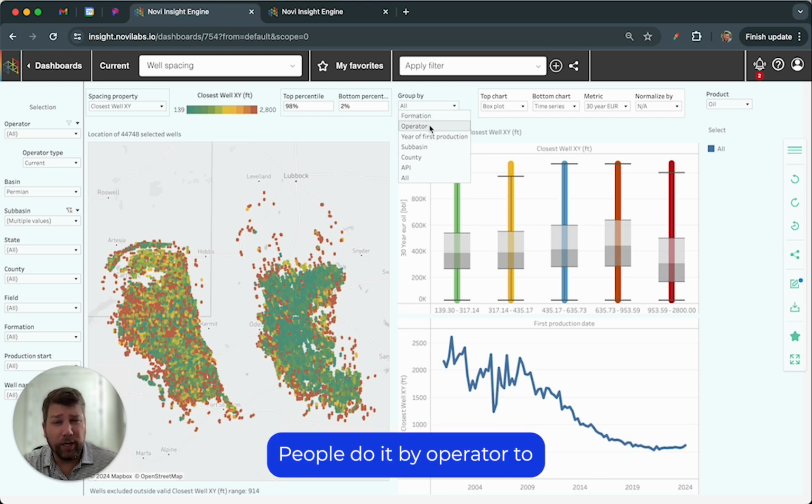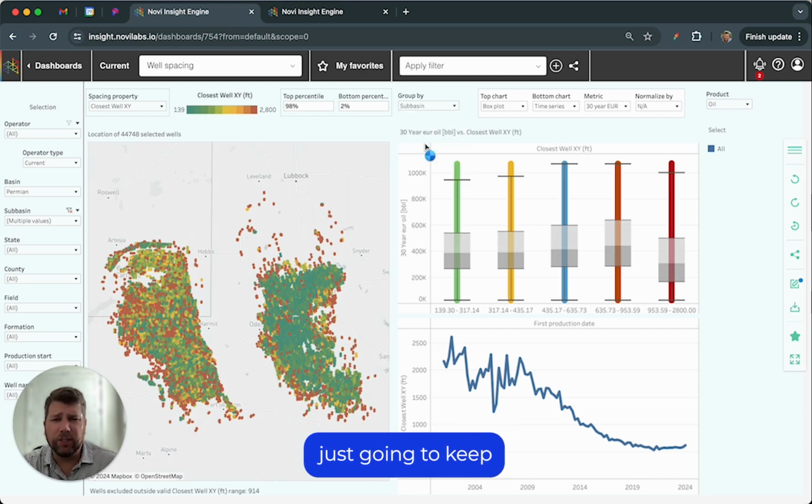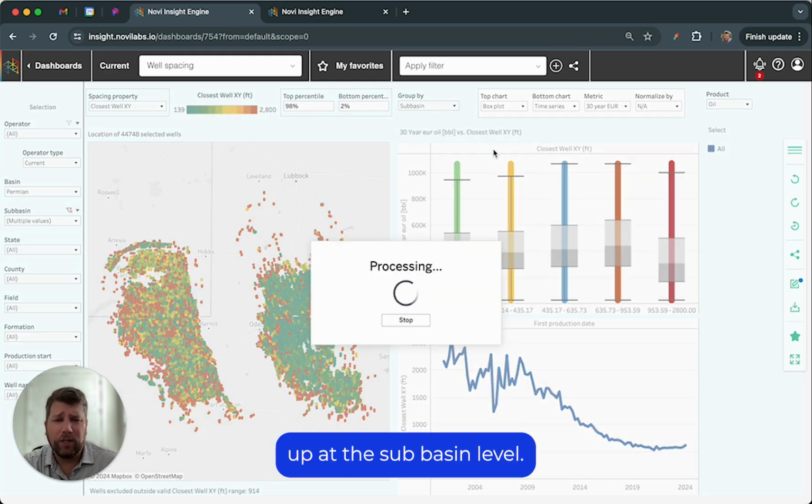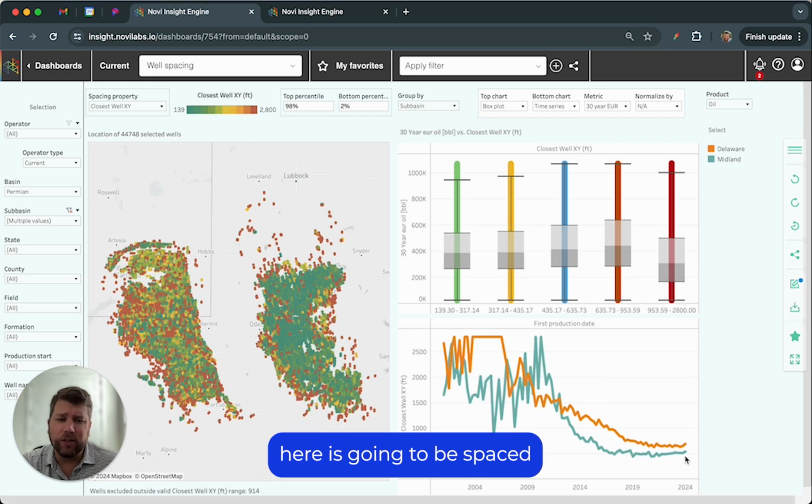People do it by operator to try and understand how closely operators space versus the others. And then I'm just going to keep it really basic and just look at the sub-basin level. But as we'd expect to see, the Midland here is going to be spaced a lot closer than the Delaware, although we are starting to see those lines converge.